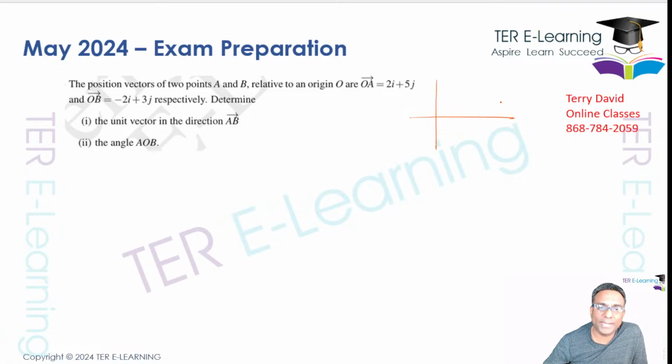So OA is 2, 5, so 2, 5 could be somewhere here. This is O, and this is A here. So this vector here is OA. OB is minus 2, 3, so minus 2, 3 is going to be somewhere here. So this is the vector OB.